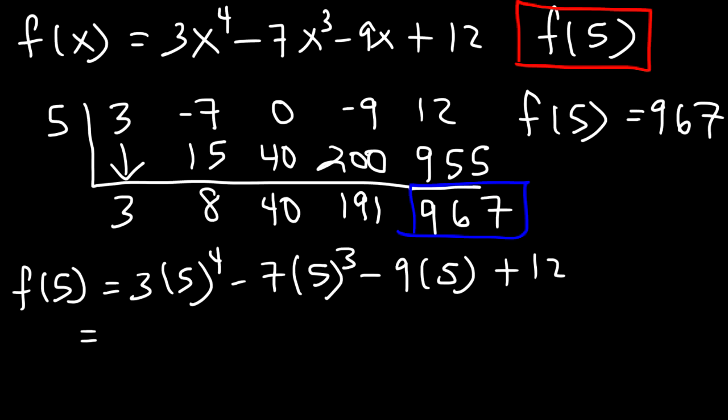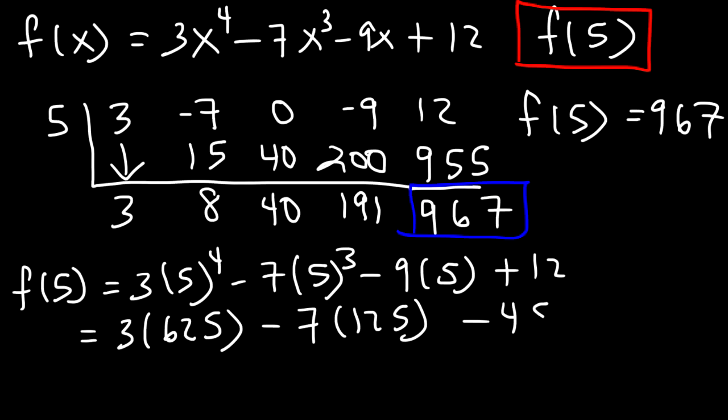So what's 5 to the 4th power? 5 times 5 is 25. 25 times 5 is 125. And 125 times 5, that's 625. So 5 times 100 is 500, and 5 times 25 is 125. So you need to add 500 and 125 to get 625. Now we know that 5 cubed is 125. And 9 times 5 is 45.